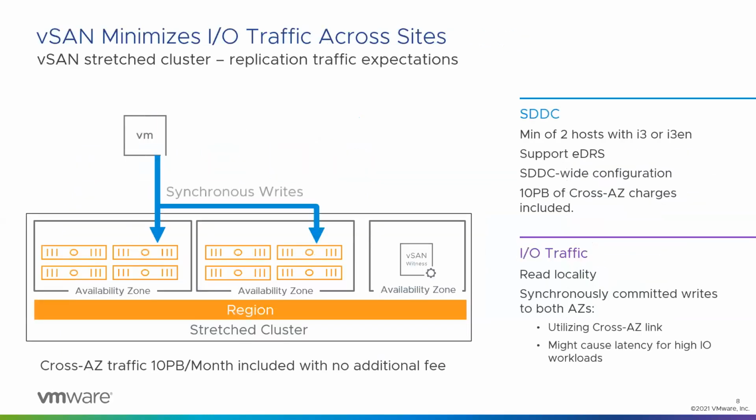Okay, moving further. As you know, we support a unique feature. We support stretch cluster on top of VMware Cloud on AWS SDDC. Why is it a unique feature?